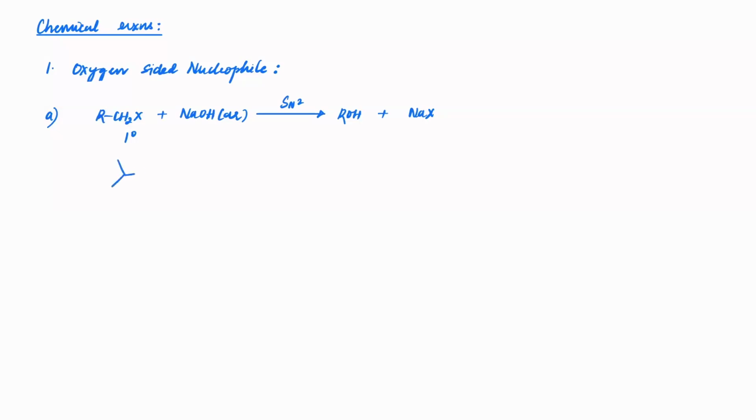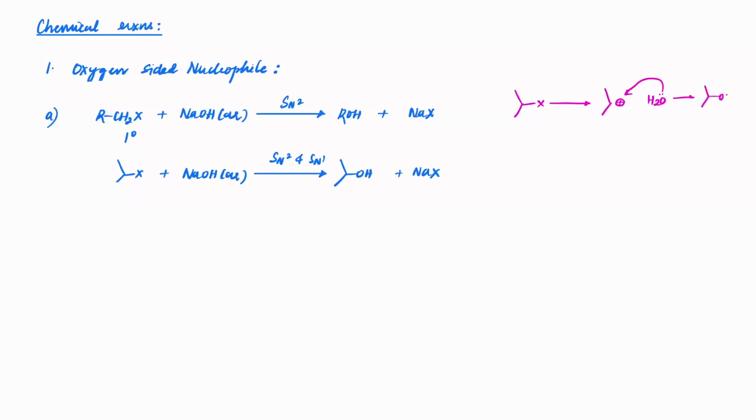While if we had a 2 degree alkyl halide and you react it with NaOH, this will also favor SN2 to give 2 degree alcohols and NaX. But at the same time, some amount of SN1 is also noticeable, which means this one can undergo formation of carbocation, and because it is in an aqueous solution, water can also attack to give you an alcohol. So that's why both SN1 and SN2 reactions are favorable when it comes to 2 degree alkyl halides.